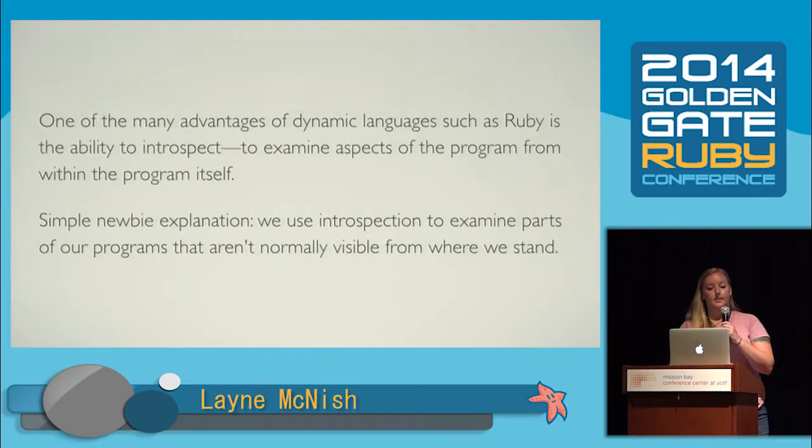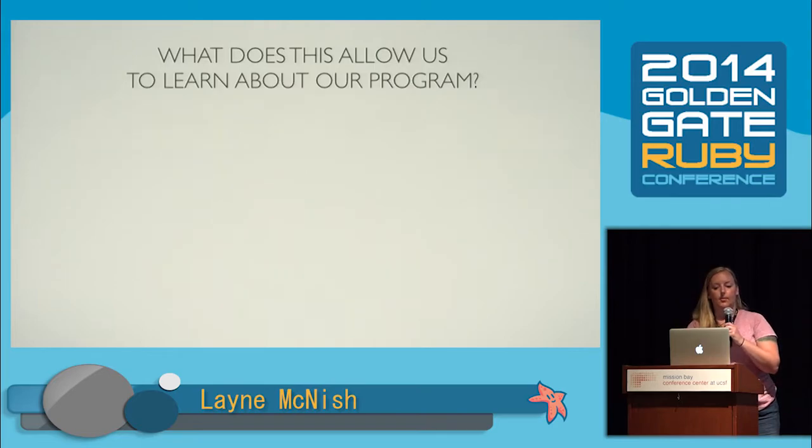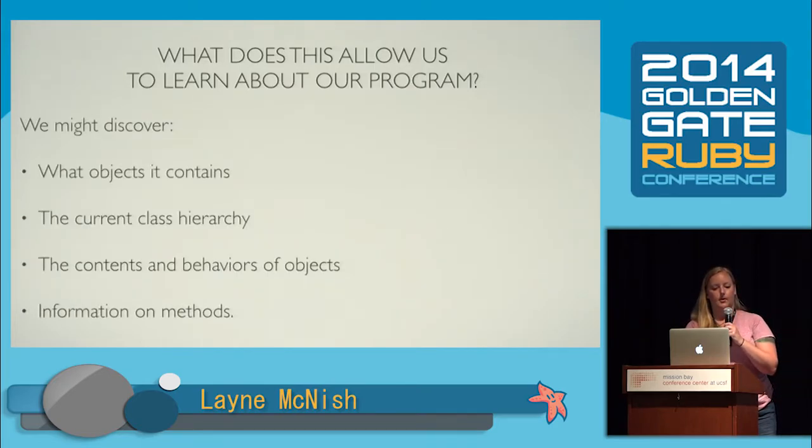One of the many advantages of dynamic languages such as Ruby is the ability to introspect, to examine aspects of the program from within the program itself. Simple newbie explanation for people like me. We use introspection to examine parts of our programs that aren't normally visible from where we stand. What does this allow us to learn about our program? We might discover what objects it contains, the current class hierarchy, the contents and behaviors of objects, information on methods.